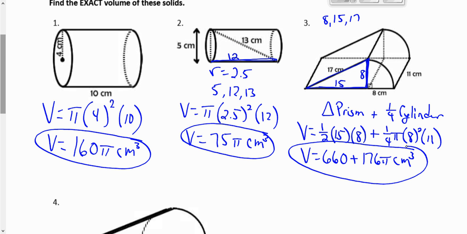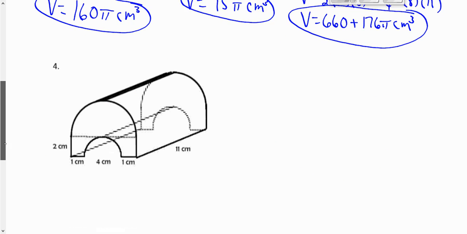You got to find things. Right, Charlie? They don't always give it all to you. You got to use the tools that you learned to find them. All right, let's move on to number 4.